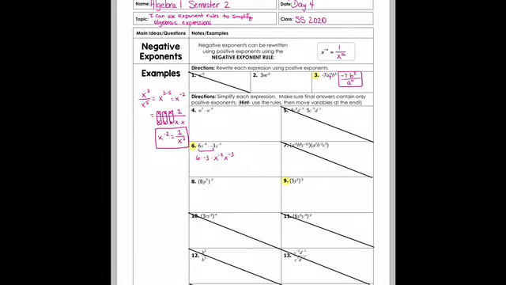6 times -3 is -18. We're multiplying the bases, so we add the exponents. -8 minus 3 is -11. That negative exponent means it is unhappy in the position it's in, so it needs to move to the denominator of that fraction and become a positive 11th power.